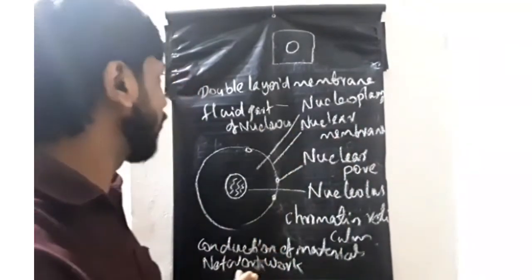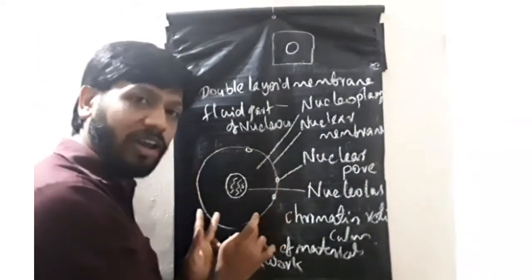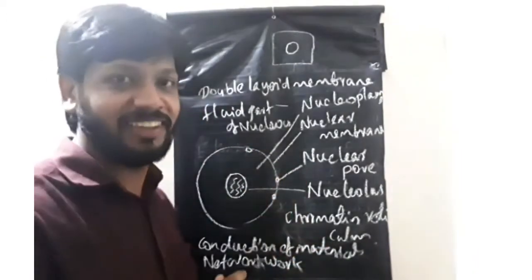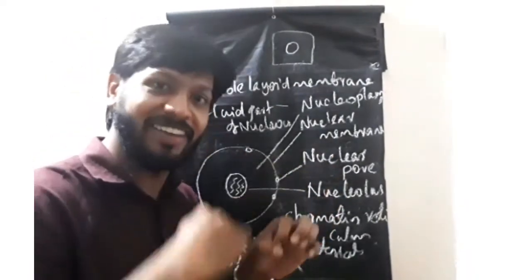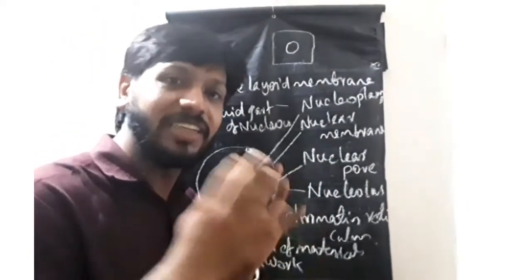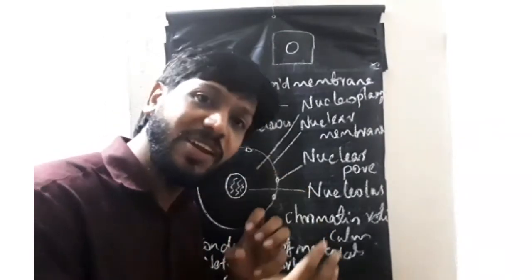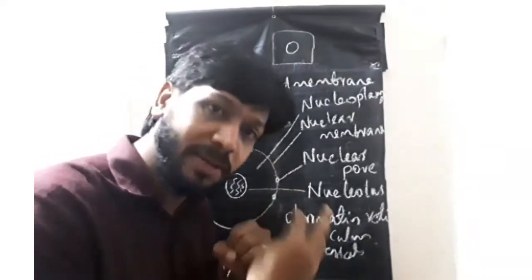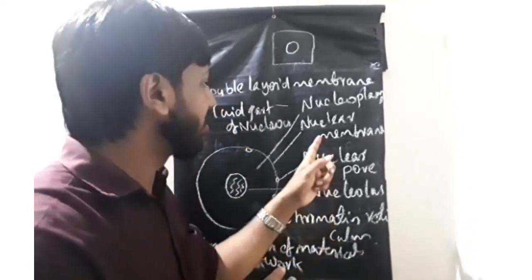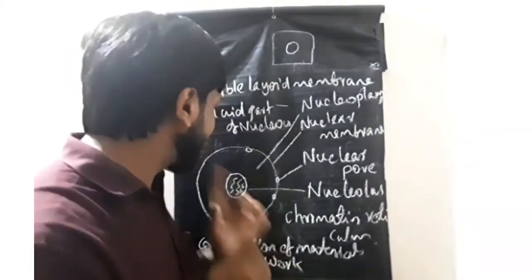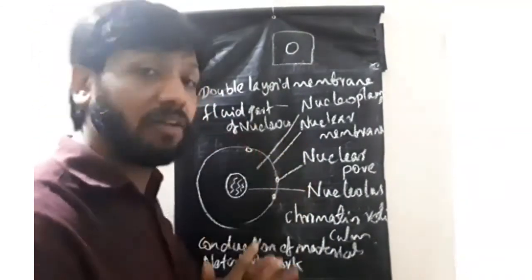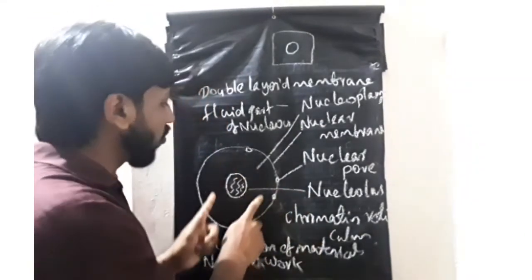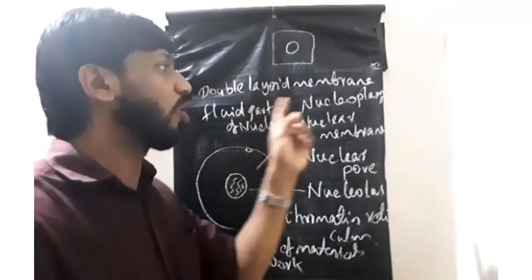What is the nuclear membrane? Double layered. The nuclear membrane is the double layered membrane that covers the nucleus. That's why it's called a nuclear membrane. The second part: the fluid part of the nucleus is called nucleoplasm.